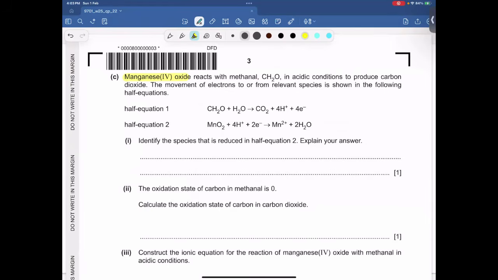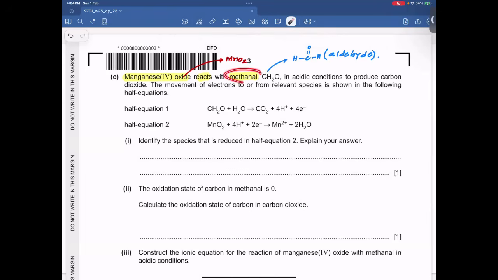Manganese 4 oxide has a formula of MnO2 reacts with methanal. Methanal is basically an aldehyde. We have discussed this in carbonyl compounds. It has a formula of HCHO. It belongs to an aldehyde family, or in other words, we can say it is the first member of aldehyde family. This methanal is also called formaldehyde.